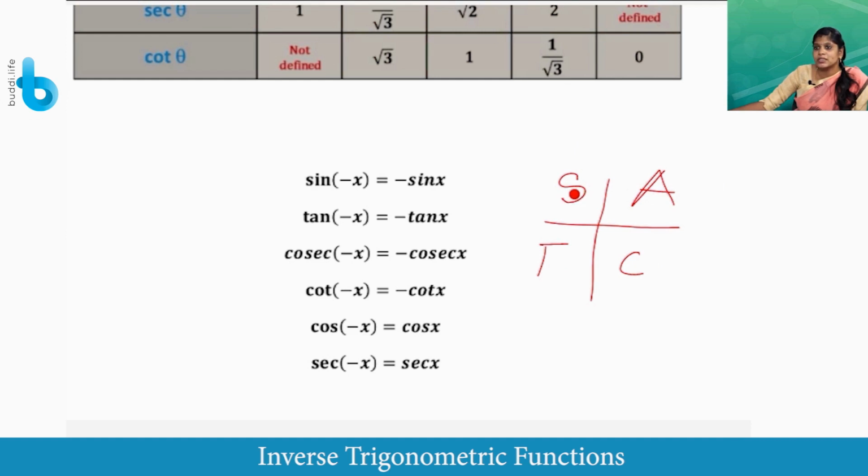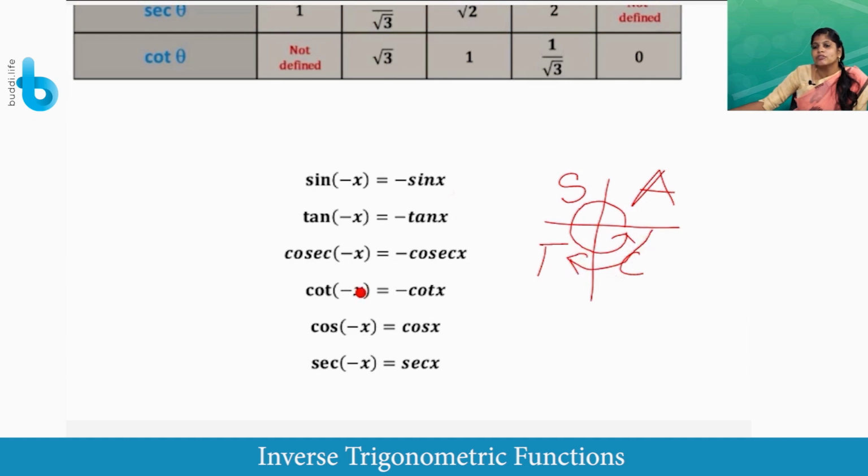In the second quadrant only sine is positive, and what is the reciprocal of sine? Reciprocal of sine is cosecant, right? Then tan, reciprocal of tan is cot. So tan and cot are positive here. And cos, reciprocal of cos is secant. Cos and secant are positive here. So all these angles carry a negative sign, so it is a negative angle. Actually, positive angles will move in this order, but negative angles will move in this order.